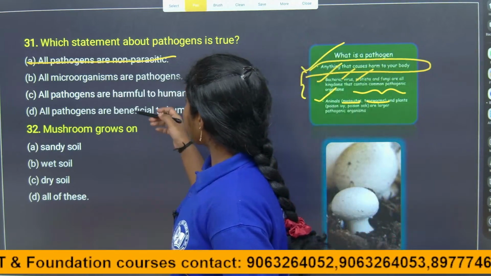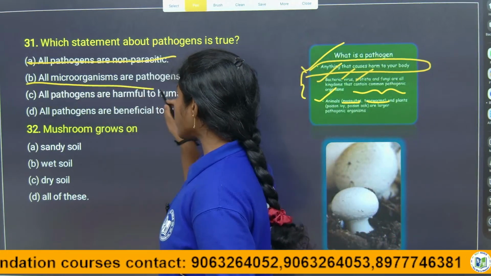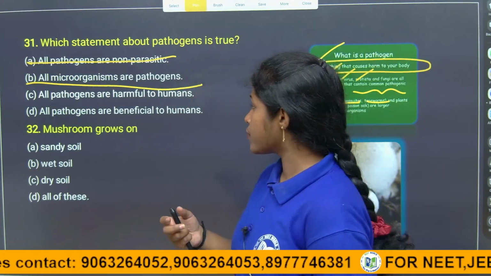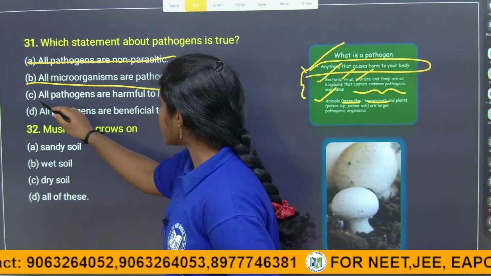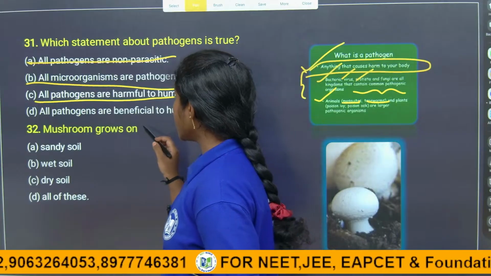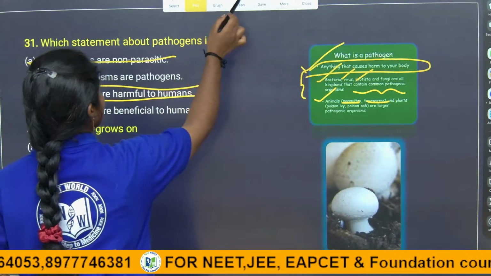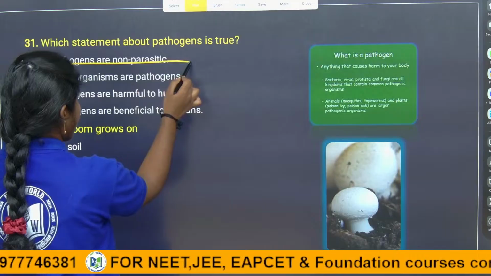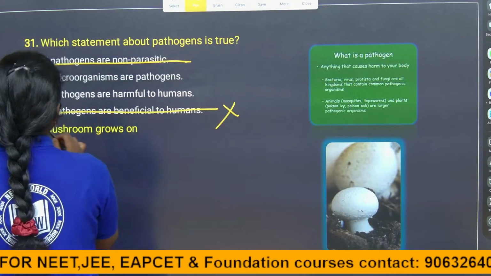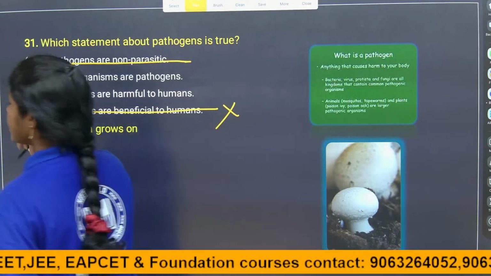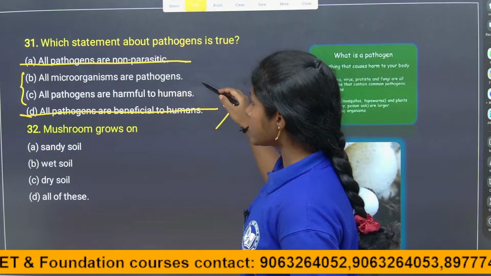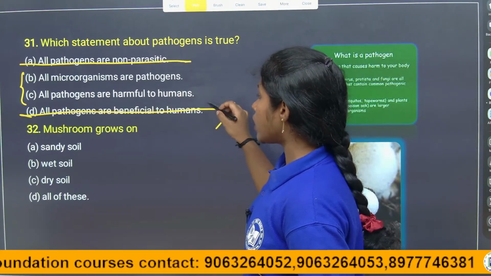Right? All microorganisms are pathogens. This is also a wrong statement. Not all microorganisms are pathogens. Some are helpful to us also. So, all pathogens are harmful to humans and all pathogens are beneficial to humans: these two are wrong answers, children. All pathogens are non-parasitic is wrong, and all pathogens are beneficial to humans is also wrong. So the answer is between B and C. All microorganisms are pathogens. All pathogens are harmful to humans.